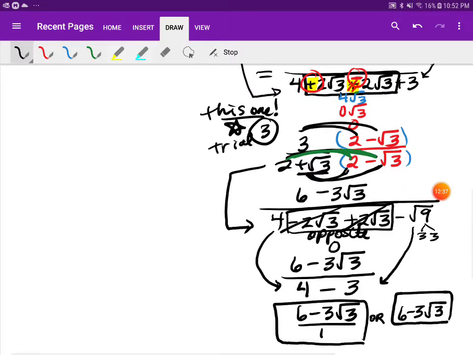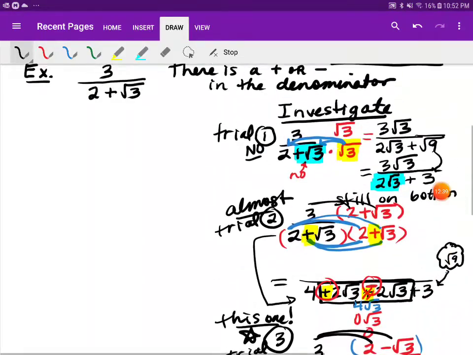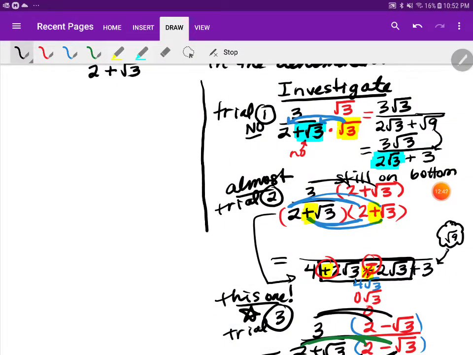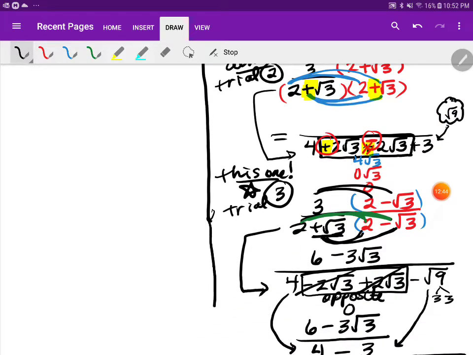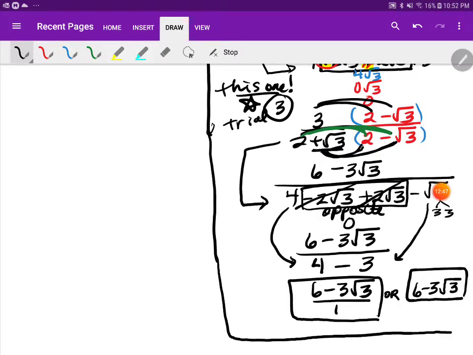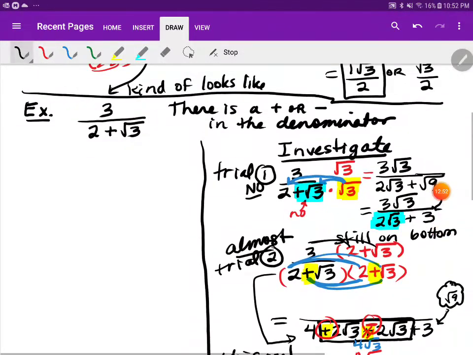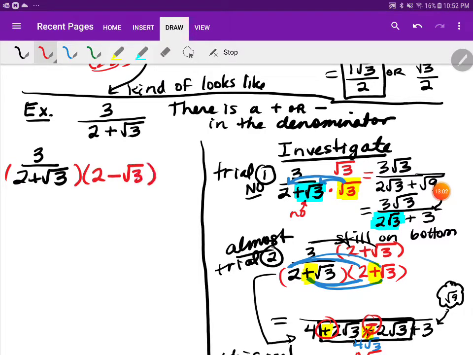Okay, so let's write that one after all this investigate stuff that we wrote here over the side. So we decided it was this one, but it kind of looks like a big old mess. So let's write it over here. So 3 over 2 plus rad 3. What you're going to multiply by is 2 minus rad 3. So this actually has a name. The one that has the same numbers, but the sign in the middle is different, is called the conjugate.